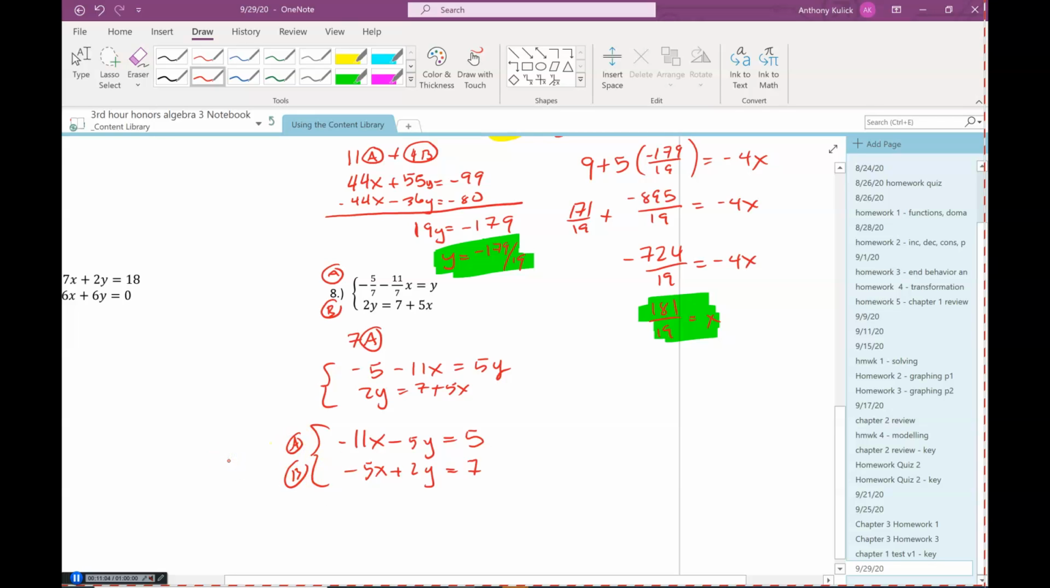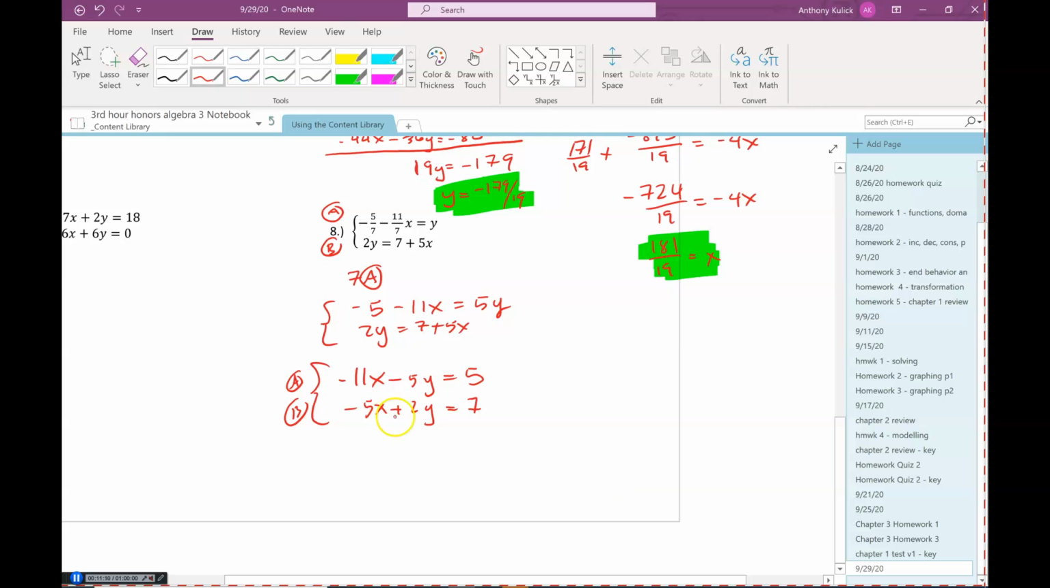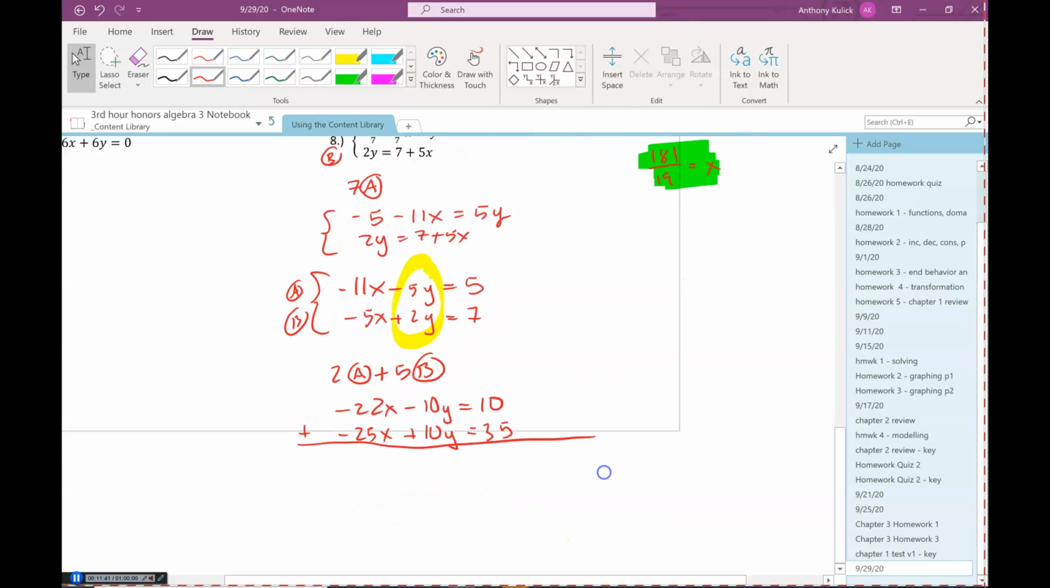So I'm going to eliminate the y's this time because the numbers involved are smaller. So I'll do 2 times equation A plus 5 times equation B. So negative 22x minus 10y is equal to 10. And then I'm going to have negative 25x plus 10y is equal to 35. Add down. So that gives me negative 47x equals 45. So x is equal to negative 45 over 47.